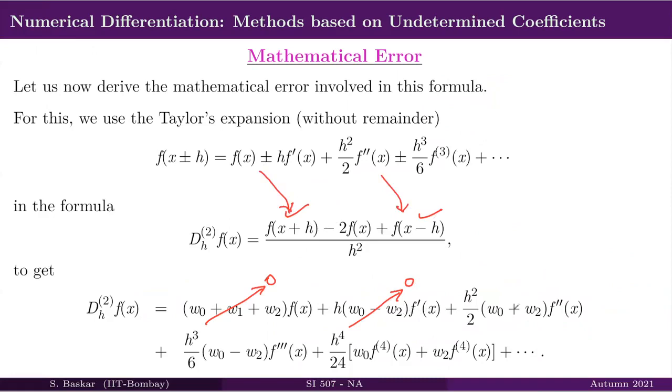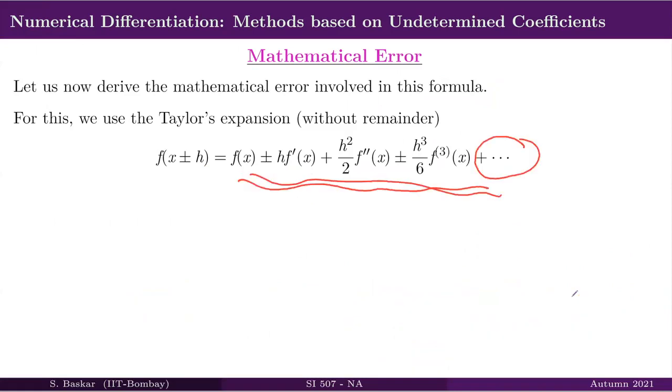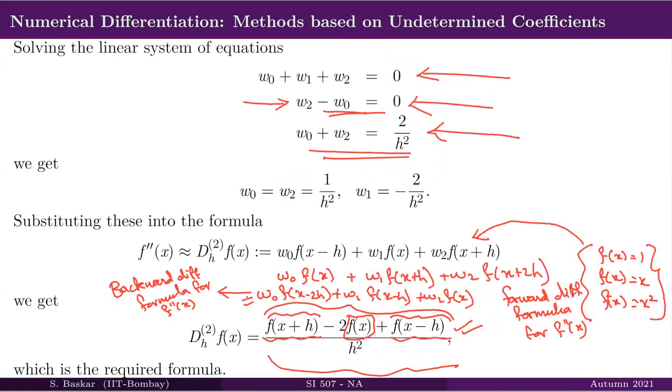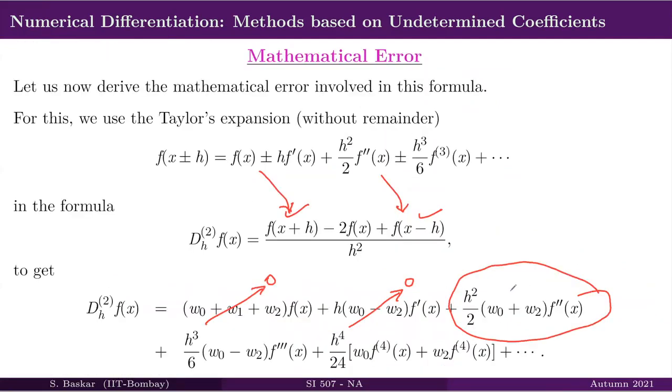Now, who survives? Well, this term survives, because if you go back to the linear system from where we derived W0, W1, and W2, you can see that W0 plus W2 is 2 by h square. So this is 2 by h square, right? So that will tell you that the coefficient of f double dash is not equal to 0. In fact, it is 1. And you see, surprisingly, even this is becoming 0.